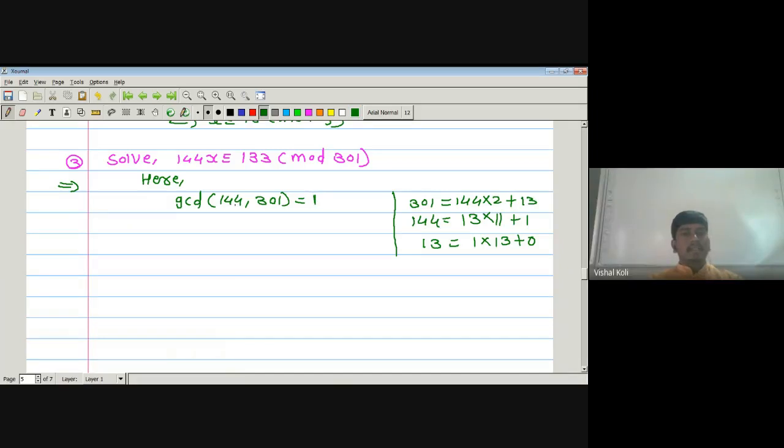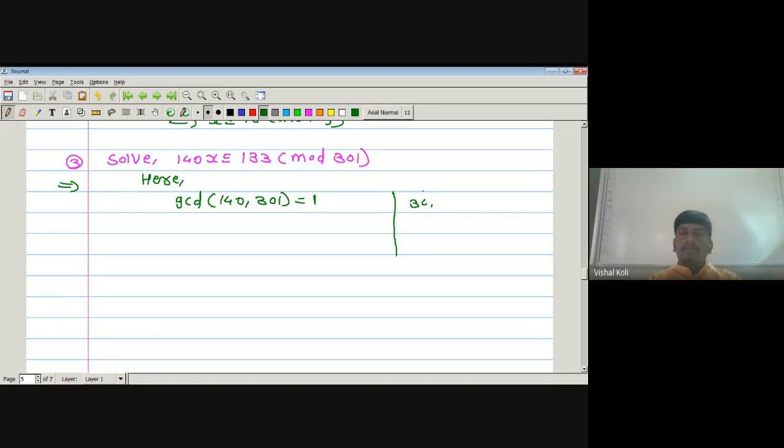There is something missing. If the GCD is 1, then there is no meaning, since it always has a solution. Take this one as 140 instead. If the GCD is 1, then it always has a solution. Now, what will be the GCD of 140 and 301?